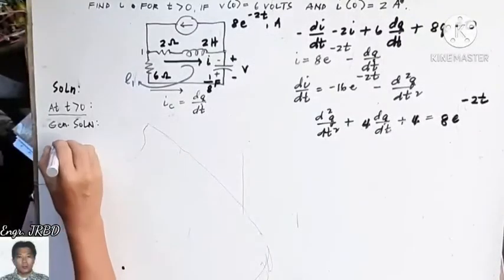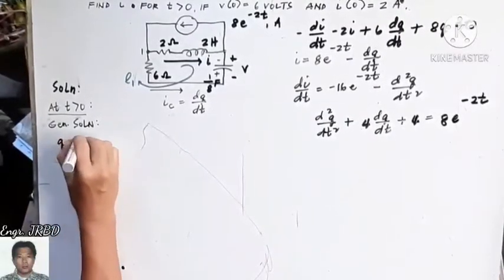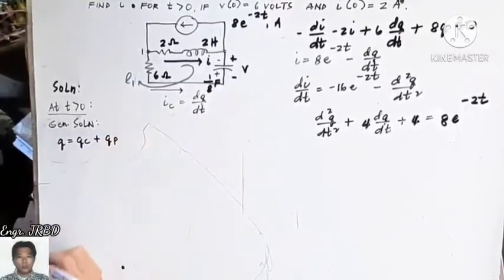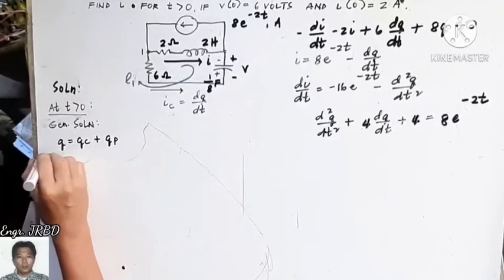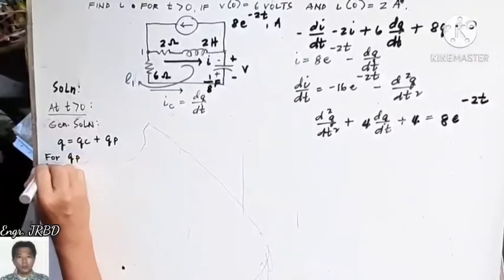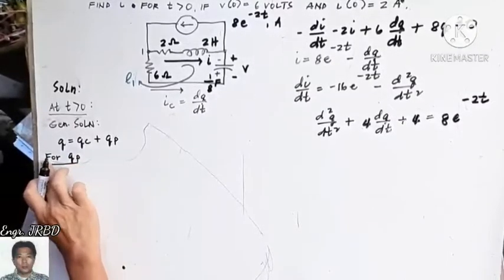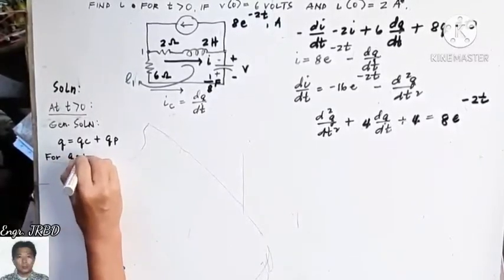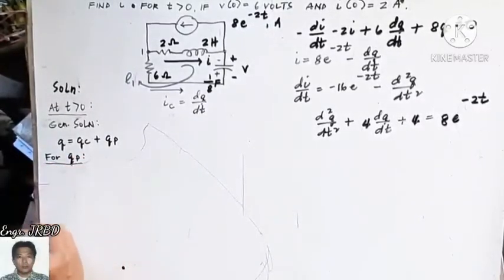for Q is equivalent to Q sub C plus Q sub P. Okay? Let us start with your particular solution for Q sub P. What is your trial expression for Q sub P? As you can see, the right side of the equation is exponential.